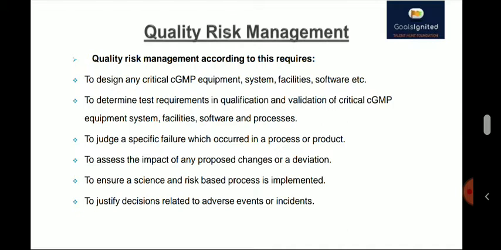and processes. It is also used to judge a specific failure which occurred in a process or product, to assess the impact of any proposed changes or deviation, to ensure a science and risk-based process is implemented, and to justify the decisions related to adverse events or incidents. So these are all the areas where the quality risk management tool is applied.